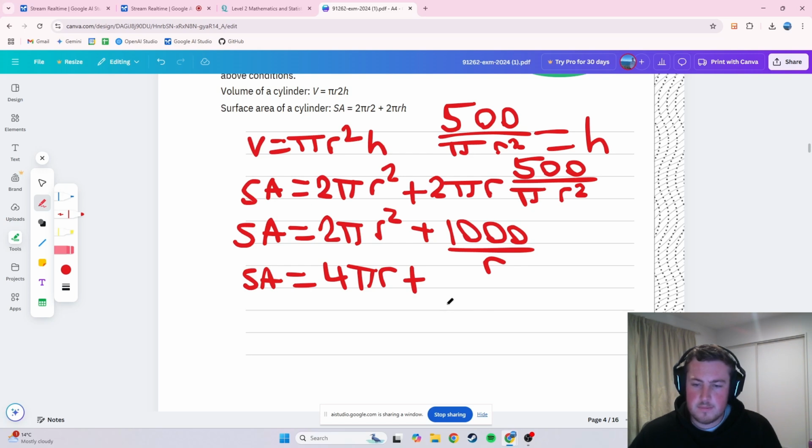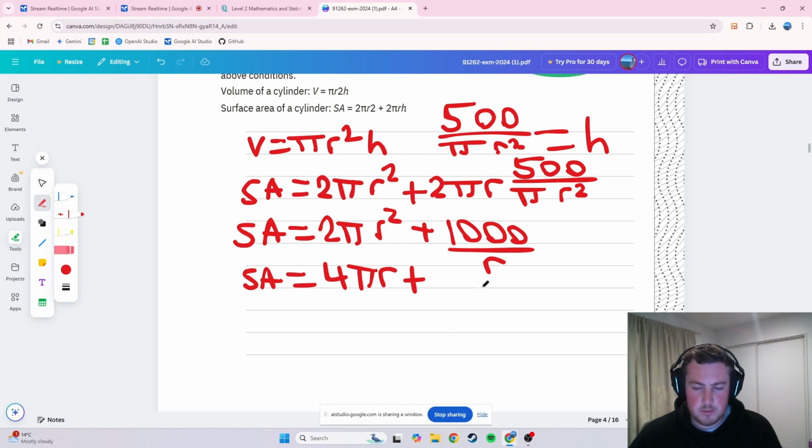Okay, you're on the right track with the derivative of 2 pi r squared, which is 4 pi r. Now remember that the term 1000 over r can also be written as 1000 r to the power of minus 1. Using the power rule for derivatives, the derivative of that would be minus 1000 r to the power of minus 2, or minus 1000 over r squared. So the full derivative of the surface area equation would be 4 pi r minus 1000 over r squared. Does that make sense?